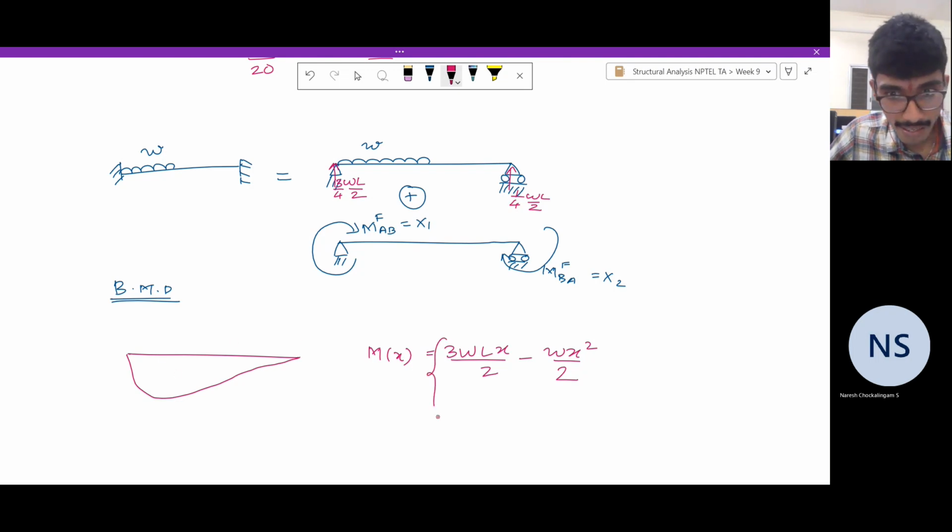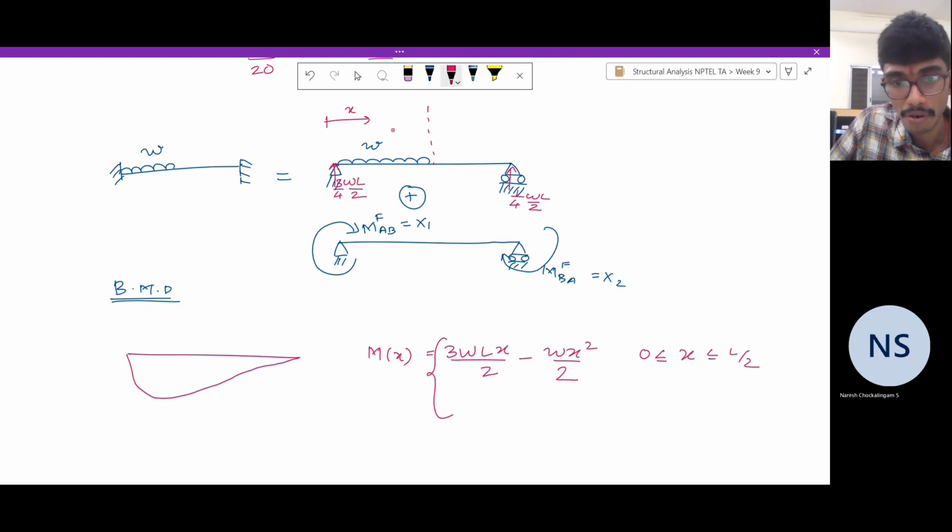And this is valid only in the region 0 less than or equal to x less than or equal to L by 2. After L by 2, x crosses L by 2. x is taken from the left hand side. So when x is greater than L by 2, you don't have the distributed loading continuing. So beyond that, it is just linear.